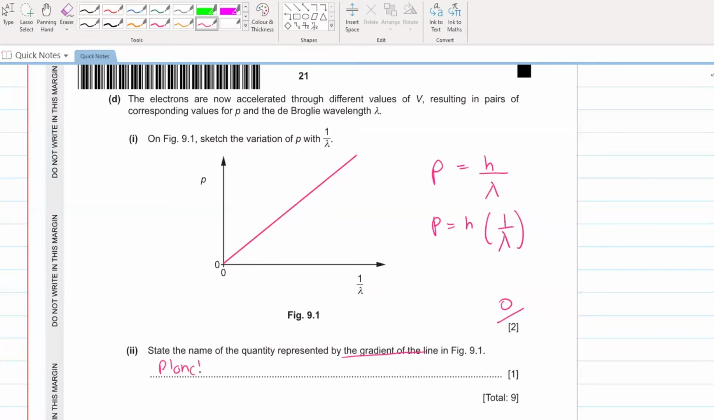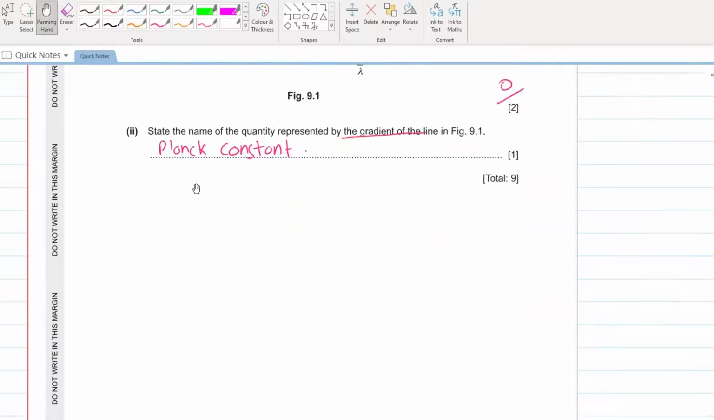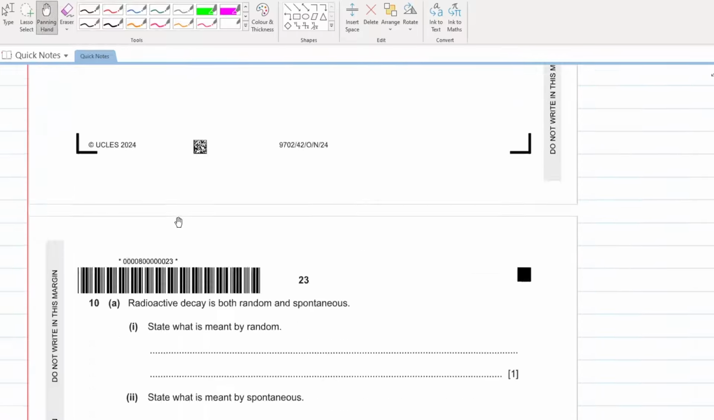Planck's constant. Literally the easiest marks in A2, which is why you must aim for it. Let me tell you, all of you must aim for at least 80 to 85 marks in P4. They come easily, there is no big deal if you practice enough. Let's move on to the next one.